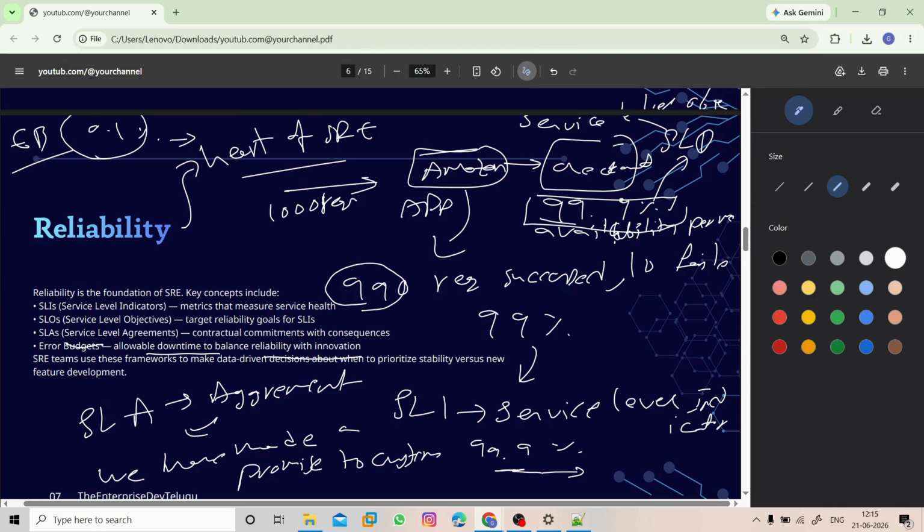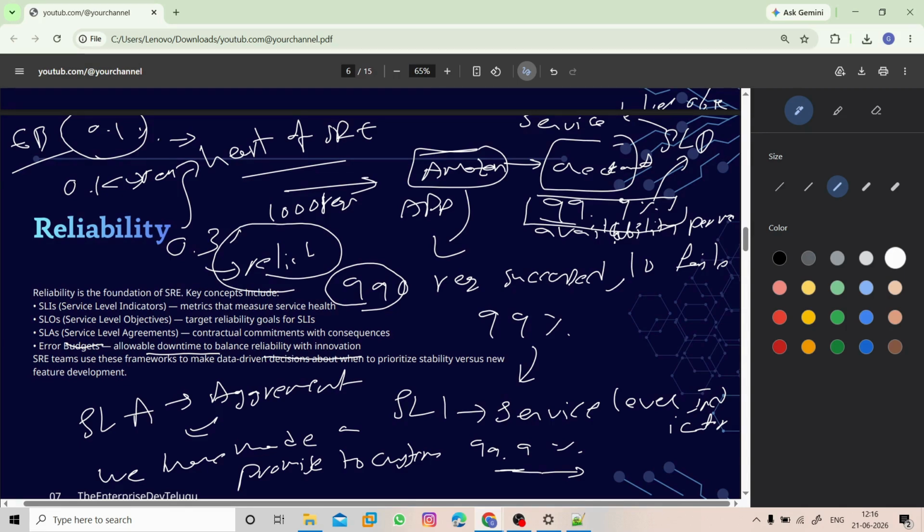If we still have some error budget left, teams can release new features. If the error budget is exhausted, teams focus on improving reliability only. You got my point, right? Suppose if the failures are less than 0.1%, we can focus on releasing new features. If they are greater than 0.1%, we need to focus on reliability.